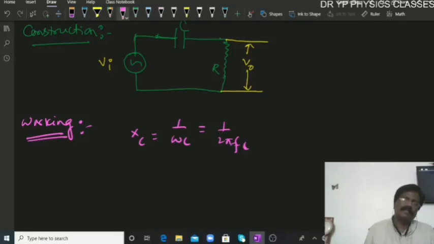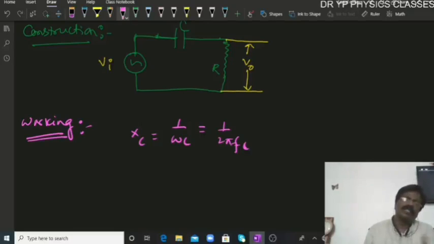So if I increase the frequency here, the capacitive reactance or impedance of the circuit will be less, it decreases. As it decreases, the output will appear across the resistor. Output appears across the resistor. So the output begins to increase from a particular value. That particular value we can decide.